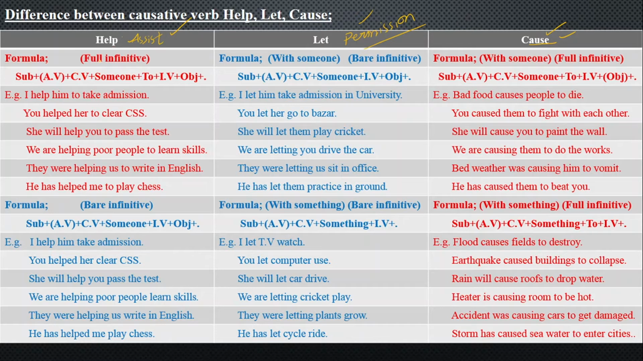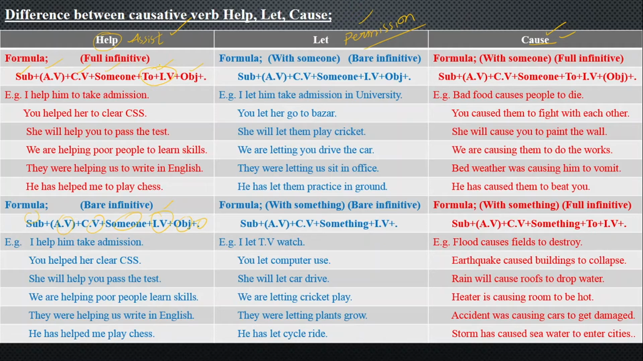Difference number two: causative verb help is used for a person. Both the formulas are used for a person, and one thing should be in your mind, here you will be using it as full infinitive, also correct, and bare infinitive, it is also correct. Now the formula for that: subject plus auxiliary verb plus causative verb plus someone plus to plus first form of the verb, which means full infinitive, object, and full stop. Here: subject, auxiliary verb, causative verb, someone, first form of the verb, which means bare infinitive, object, and full stop.